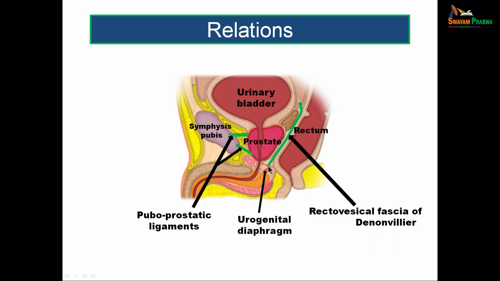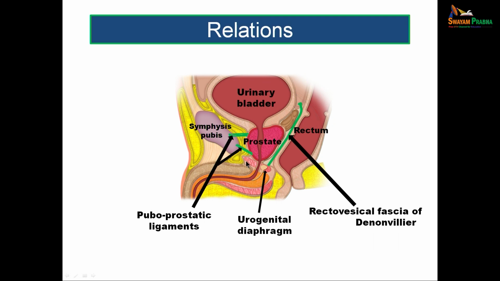This rectovesical fascia of Denonvilliers will extend from the rectovesical pouch of peritoneum to the perineal body. Initially, during development, you find the rectovesical pouch extending downwards till the perineal body, but later with development this starts obliterating from below upwards, thereby forming a fascial sheath by the union of the two layers of the peritoneum, and the floor of the rectovesical pouch moves upwards. This fascial sheath formed is the rectovesical fascia of Denonvilliers.